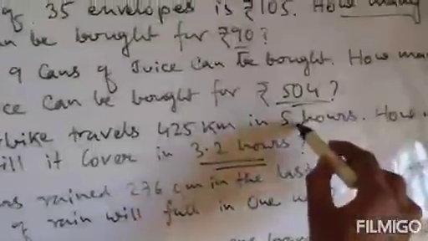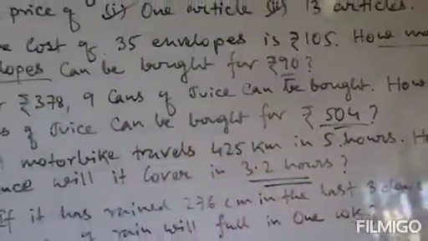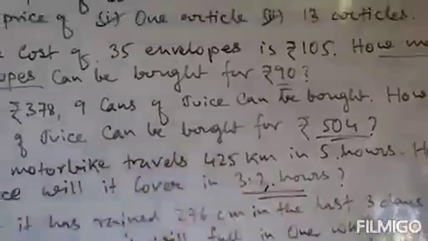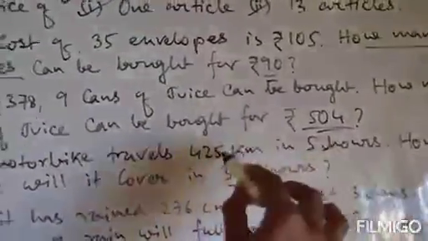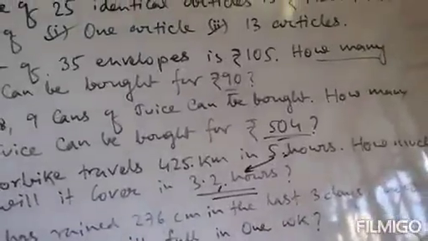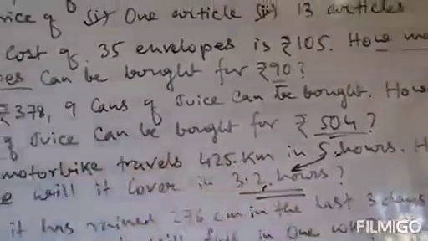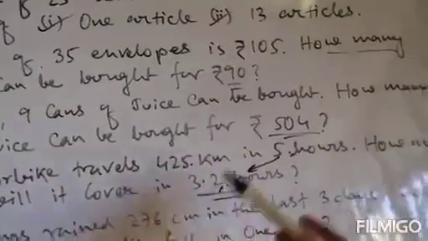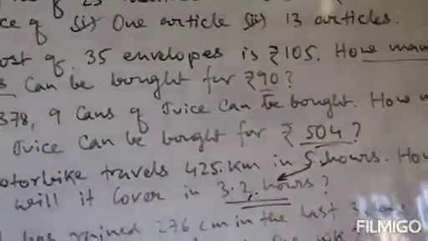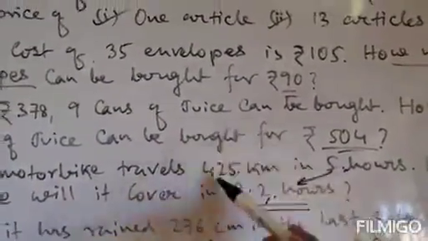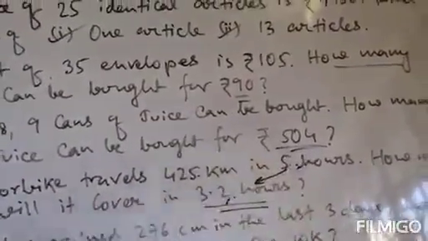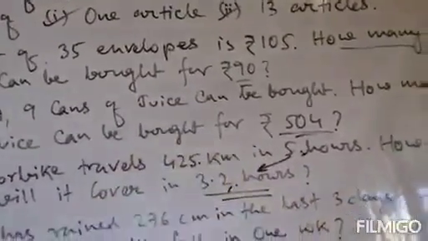Now see, in 5 hours the motorbike travels 425 km. So in 3.2 hours it will travel less than 425 km. Now the time decreases from 5 hours to 3.2 hours, so the distance, that means the journey, will also decrease. So in 3.2 hours naturally it will cover less than 425 km, because time decreases from 5 hours to 3.2 hours. So the length of the journey will also decrease.